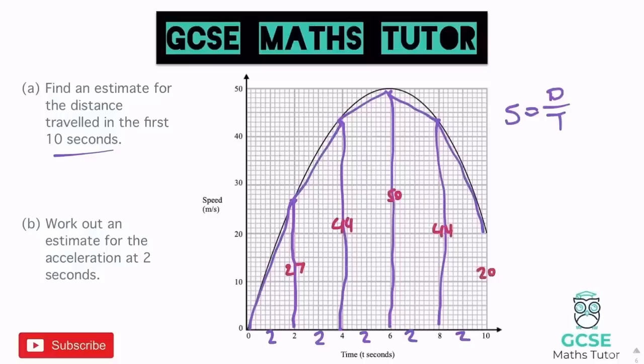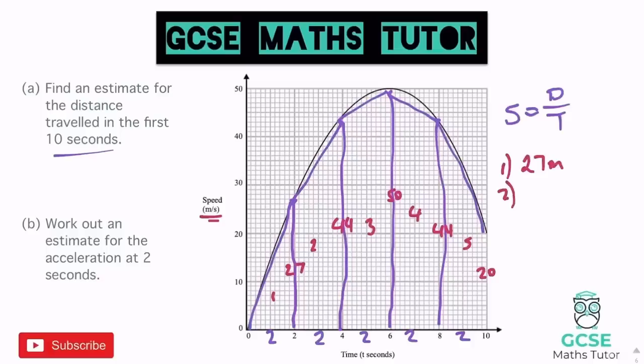So what I need to do is work out the area of them all. I'm going to label these 1, 2, 3, 4 and 5 and work out the area of all these shapes. Shape number 1 is a triangle, so base times height, 2 times 27 and halve it is 27. Looking at the units here, it's meters per second, so shape 1 represents 27 meters.